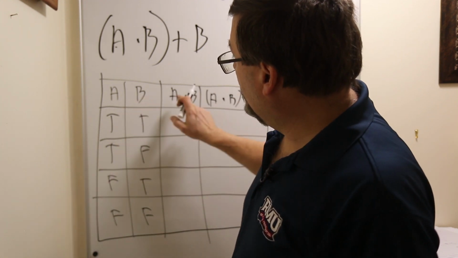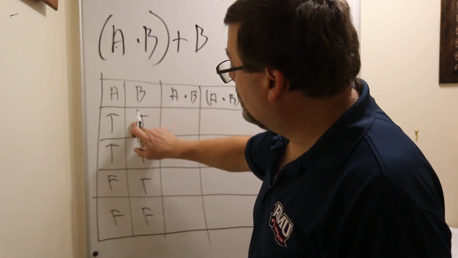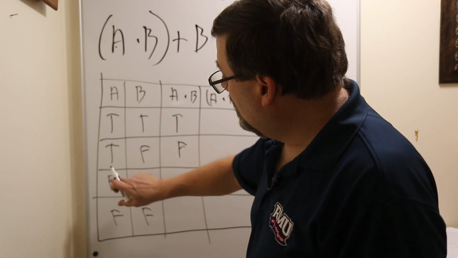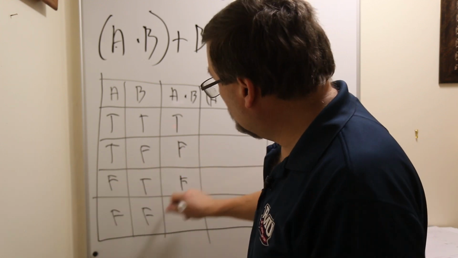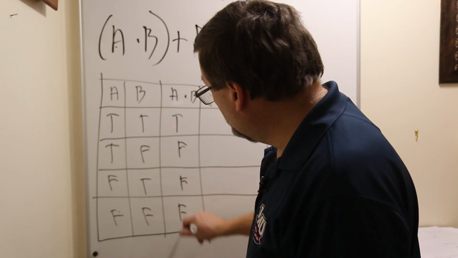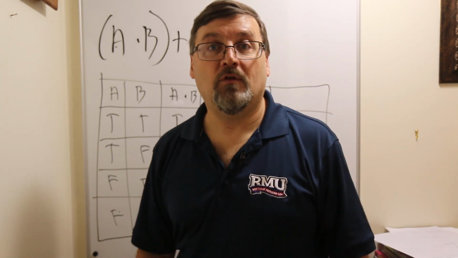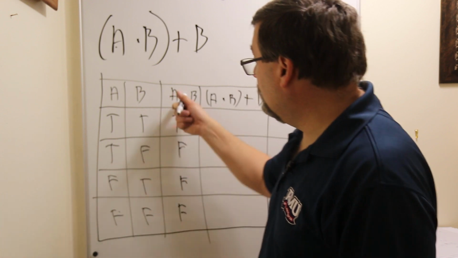And so we do first this one. True and true is true. True and false is false. False and true is false. False and false is false. And that's just from the and truth table. So the basic and truth table we're going to use here.